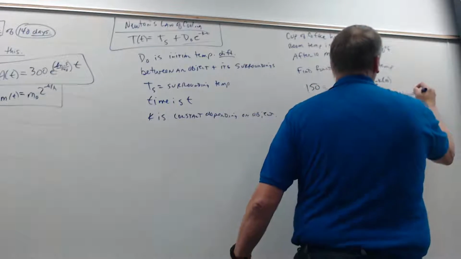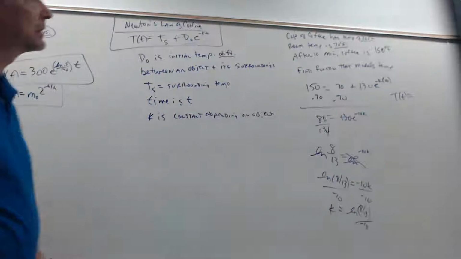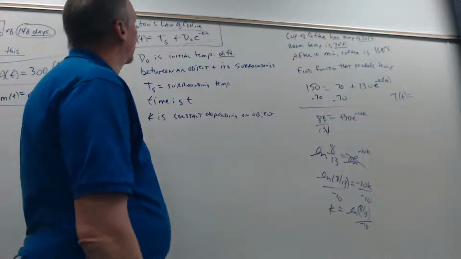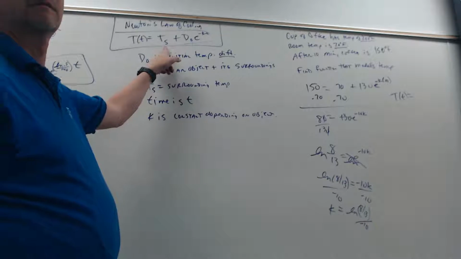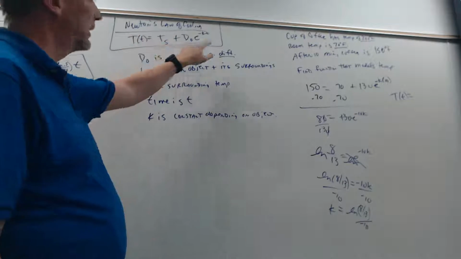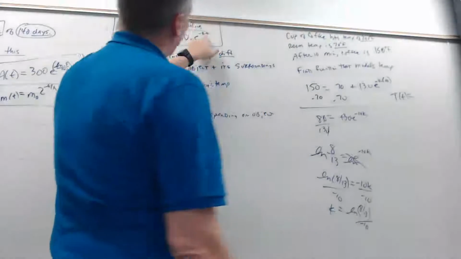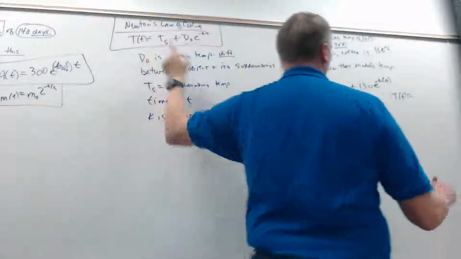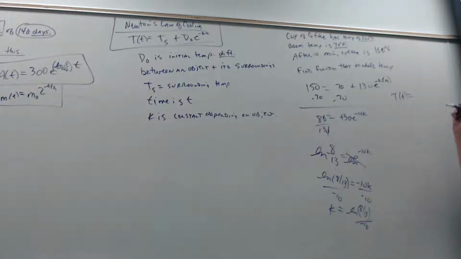So your function is going to be T of t equals... I'm just asking you to plug in, now that we know what k is, we're going to plug it in here. So it's going to be 70 plus 130 e to the negative, this nasty thing here, times t.